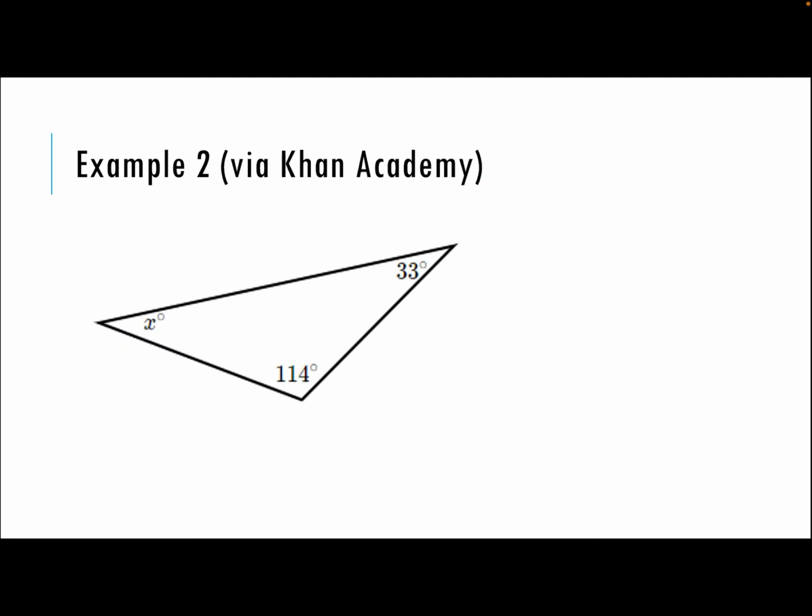So the second example is something that you can expect to see on your practice on Khan Academy. It's the same kind of problem. We have X, 33 and 114. So we know that since X is the third angle of the triangle, it's going to equal 180 minus 114 minus 33. And so that is 180 minus 147. So X is also going to be 33 degrees.